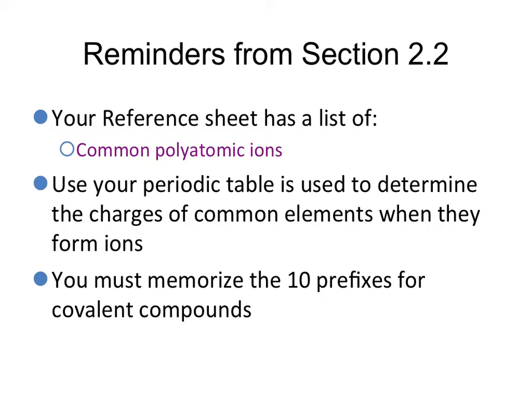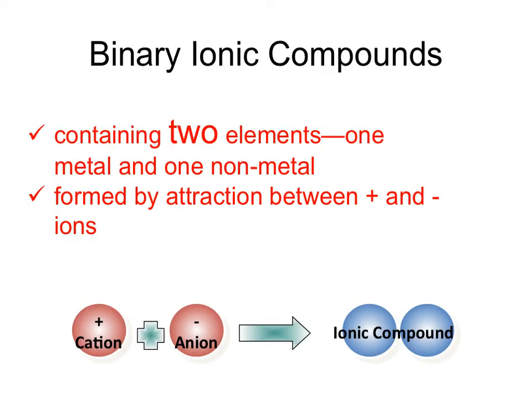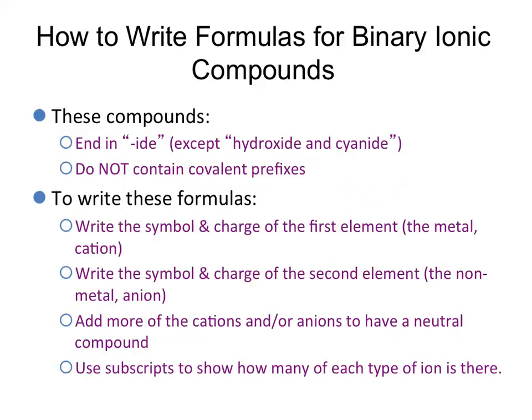And then the last thing is that you must memorize the 10 prefixes for covalent compounds. Those are not on the reference sheet. So remember, a binary ionic compound contains two elements, a metal and a nonmetal, and it's formed between positive and negative ions. And we're going to focus in on those ions at this point.